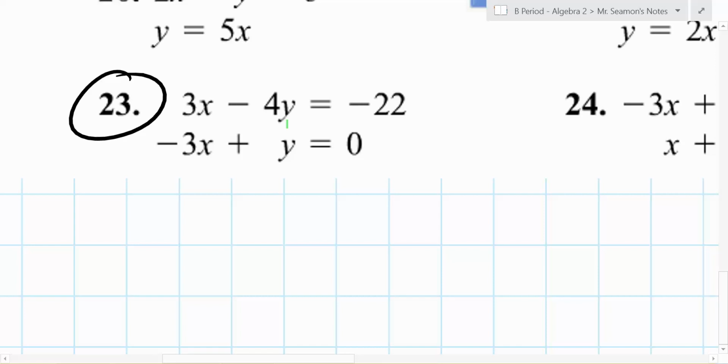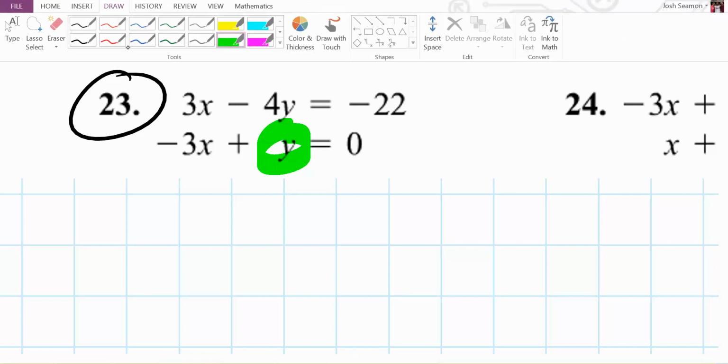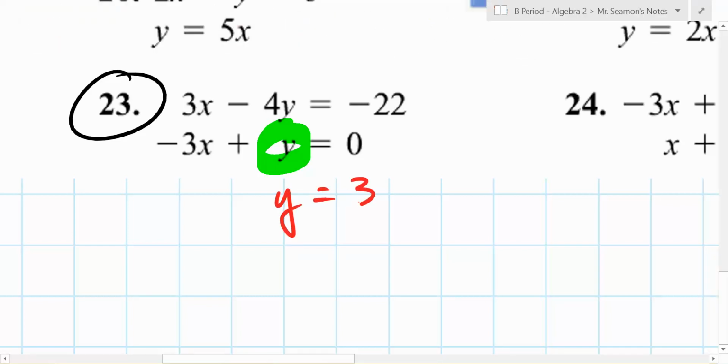Now, can you choose any one you want? Theoretically, is there generally one that might be the nicest one? Sure. Which one? Y in the second one. So in this case, you know that y is equal to 3x.